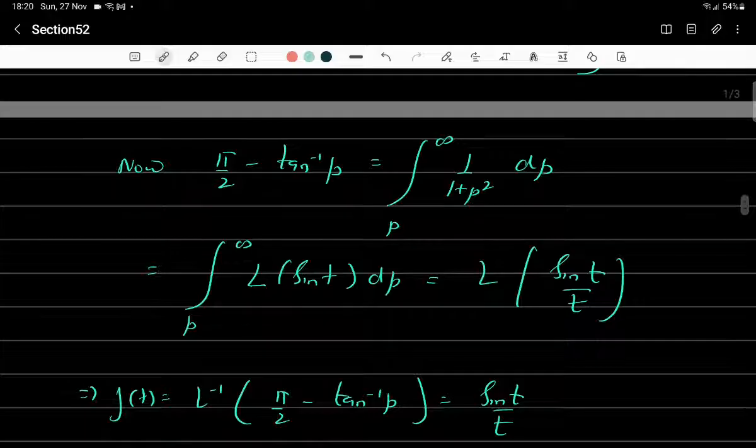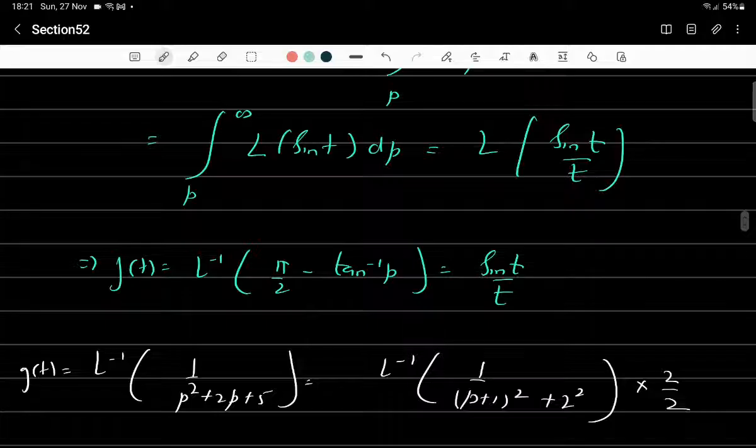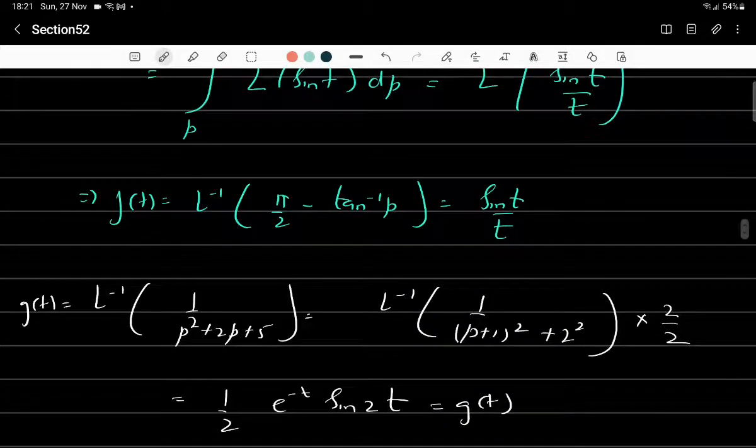Now it's very easy to compute Laplace inverse of 1 by p square plus 2p plus 5. We did it many times. So you can write it as 1 by (p plus 1) whole square plus 2 square. For Laplace inverse, I need to introduce the exponential function e raised to the power minus t, because p plus 1 is there. And it is p square plus a square, and in the numerator I need a, so I divide it by a also. That's why it becomes 1 by 2 e raised to the power minus t sin 2t.